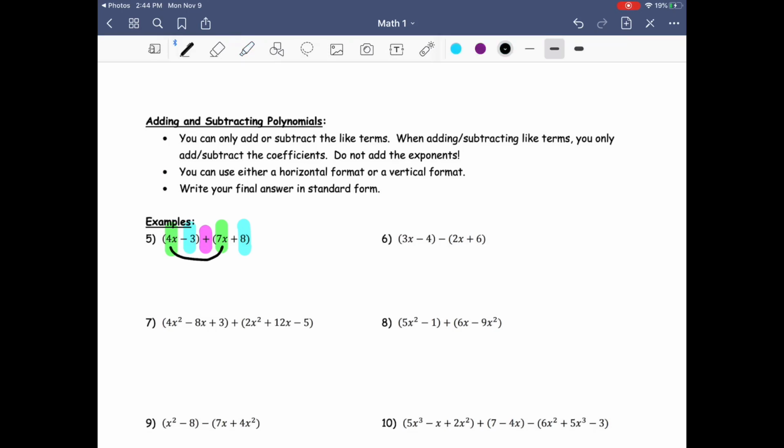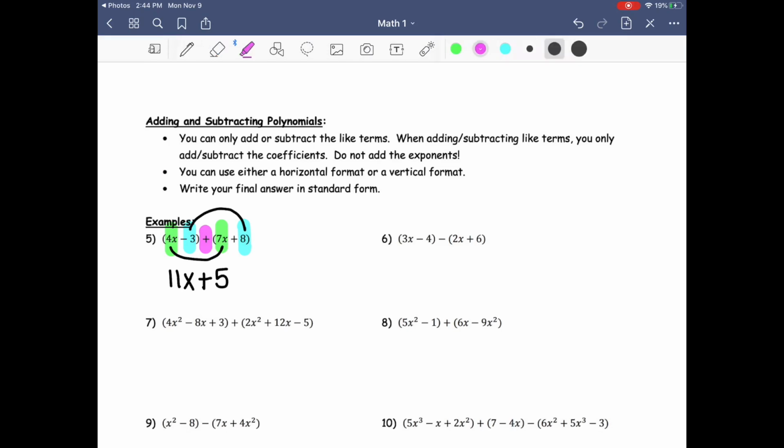So 4x and 7x are going to combine, and those are going to make 11x. And then negative 3 plus 8 is going to give me positive 5. All right, now for the next one.